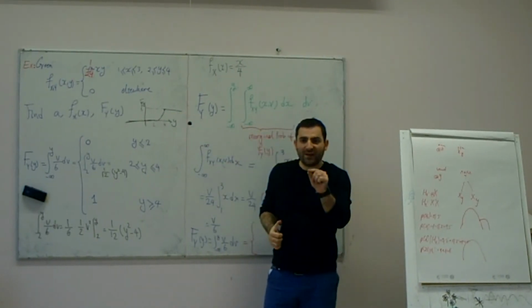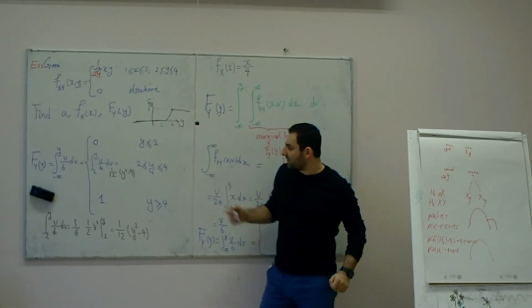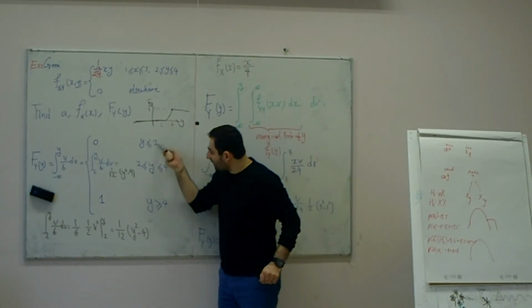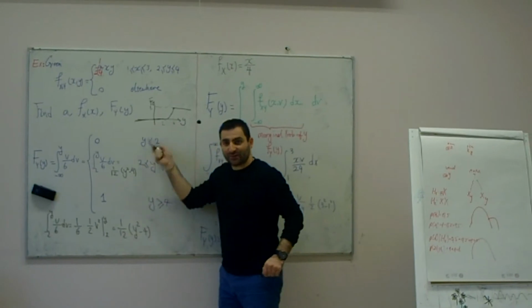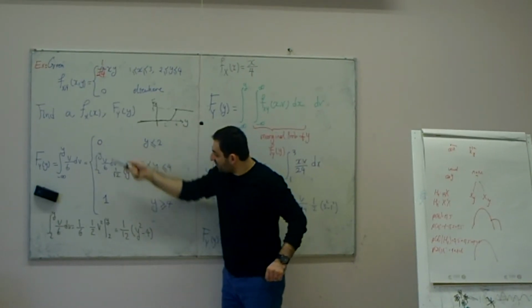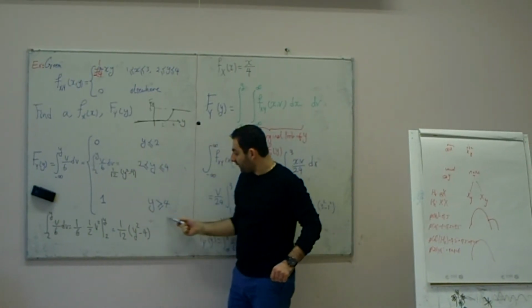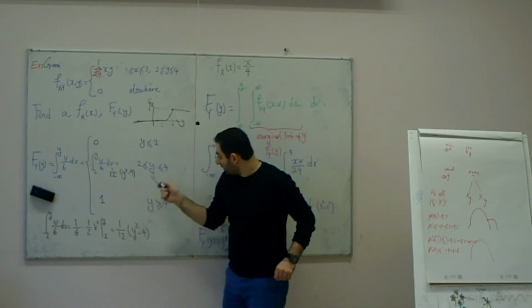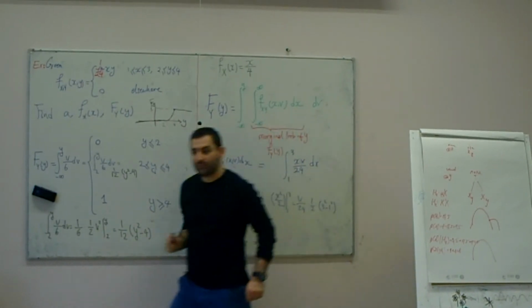So always, in order to check if you are right or not, check for these boundary conditions. They have to be satisfied. For y less than 2 it is 0, here it should go to 0. For y greater than 4 it is 1, it means that for y equal to 4 it should also be 1.